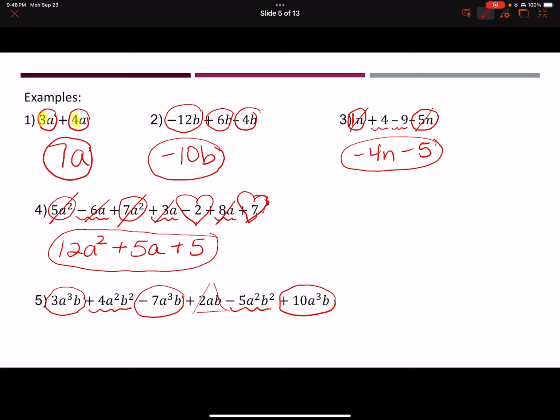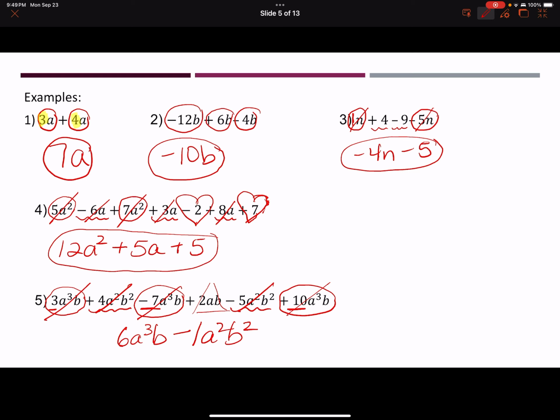So in other words, the ones in the circle. So 3 minus 7 is negative 4, right? Negative 4 plus 10, that's going to be 6a cubed b. So boom, boom, boom. And then I'll go and do my a squared b squared. So the squiggle ones. I have 4 minus 5, so that's negative 1a squared b squared.